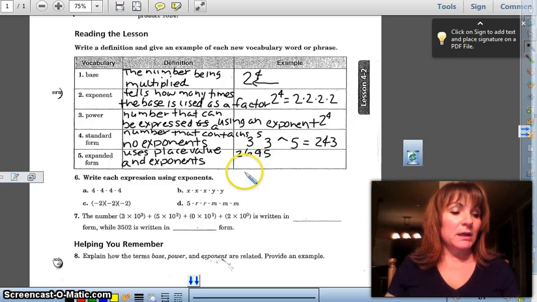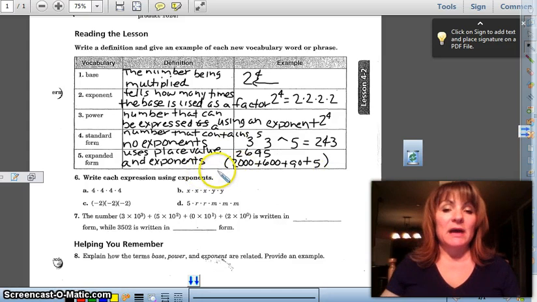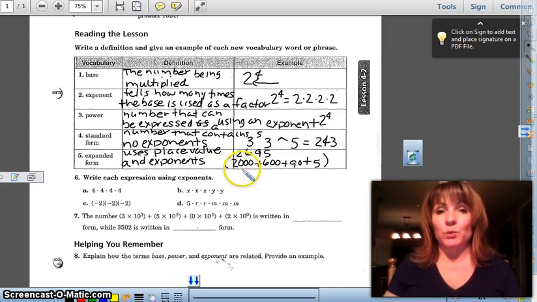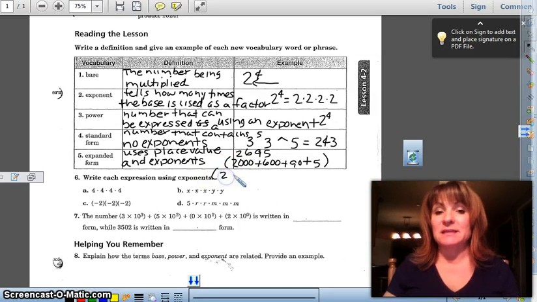Okay, so we'll do 2,695 rather. Now, when you were in elementary school, that would have been 2,000 plus 600 plus 90 plus 5, right? You remember doing that. Now we're going to take each place value and we're going to turn it into an exponent. So instead of 2,000, that's the same as 2 times 1,000. But instead of writing 1,000, we're going to write 1,000 as an exponent. So 1,000 would be 10 to the 3rd power.